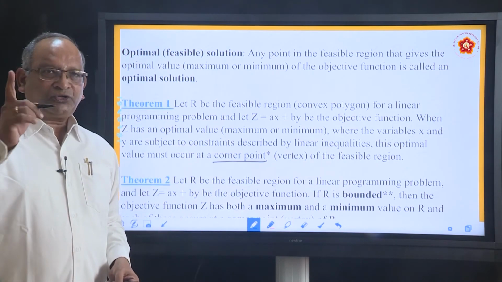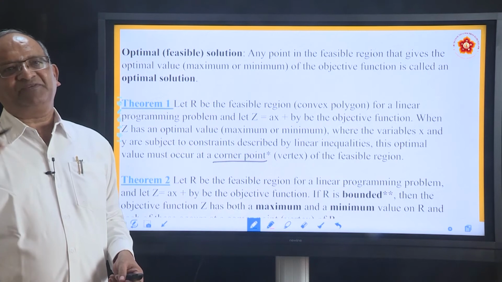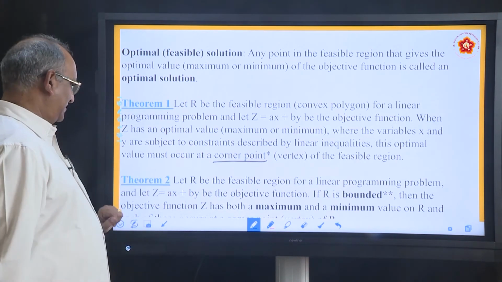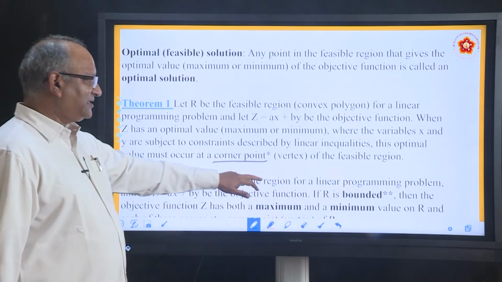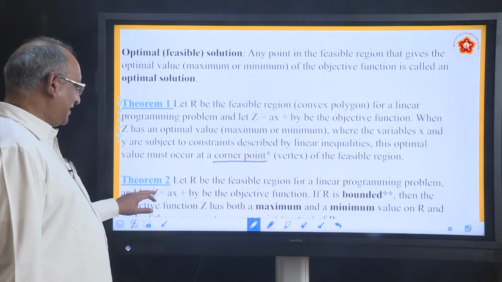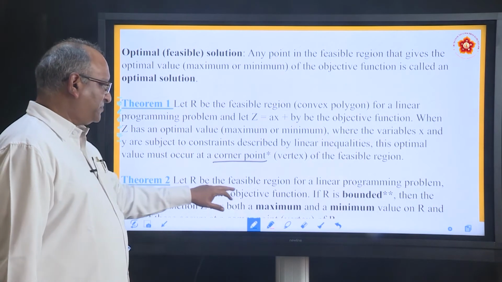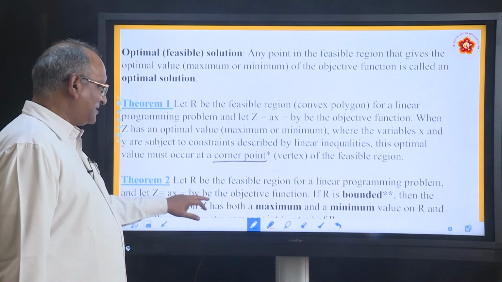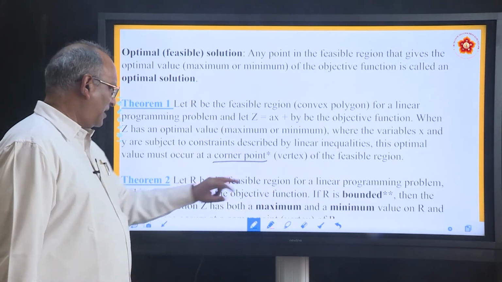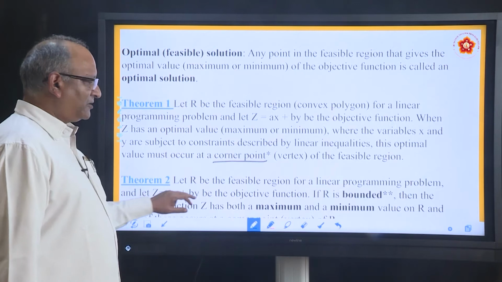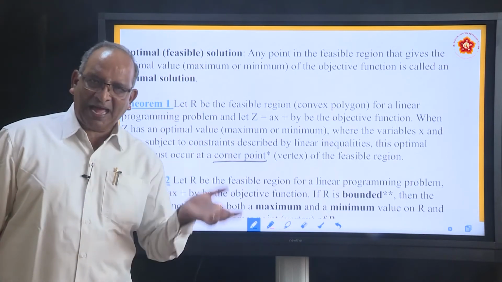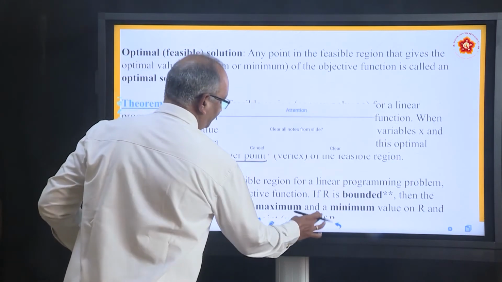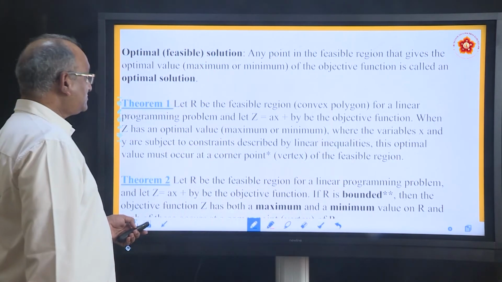We will only go to the corner points. We don't need to search everywhere else in the feasible region. Theorem 2: if R is the feasible region for the linear programming problem, let Z equal to Ax plus By be the objective function. If R is bounded, then the objective function Z has both maximum and minimum values on R, according to the theorem. Means you will have a maximum value, you are also going to have a minimum value.